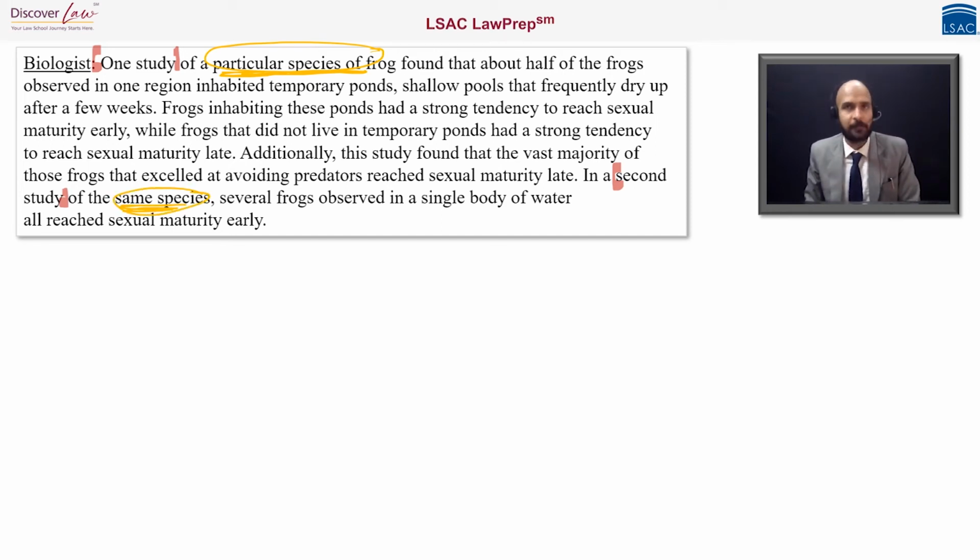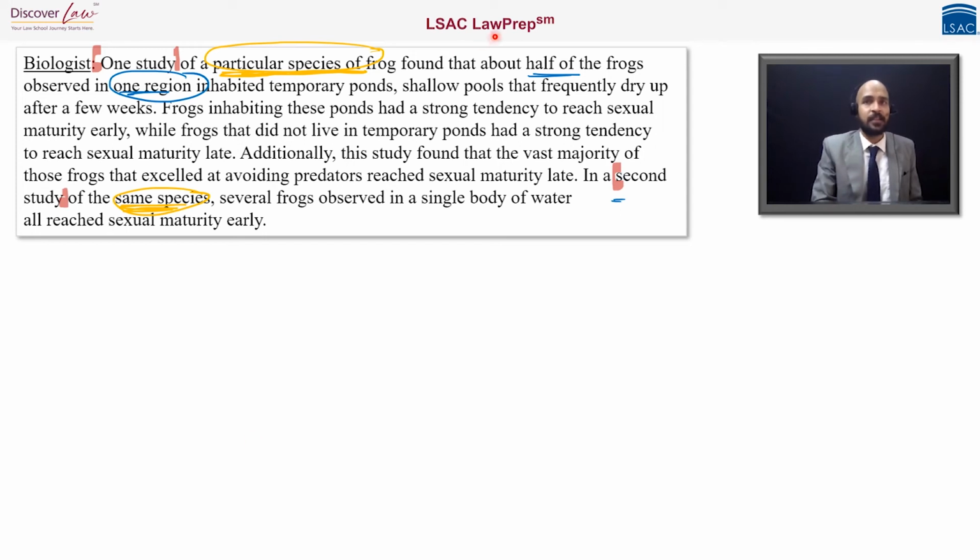Okay, now what does the first study tell you? The first study tells you that about half the frogs that lived in one region, it talks about a certain region. If you look at the second study, it makes no mention of a region, so you don't know whether it's the same region or not. Anyway, let's go ahead and read this.